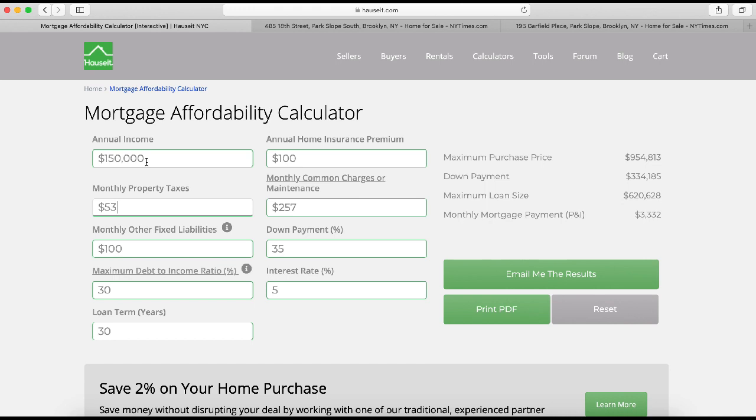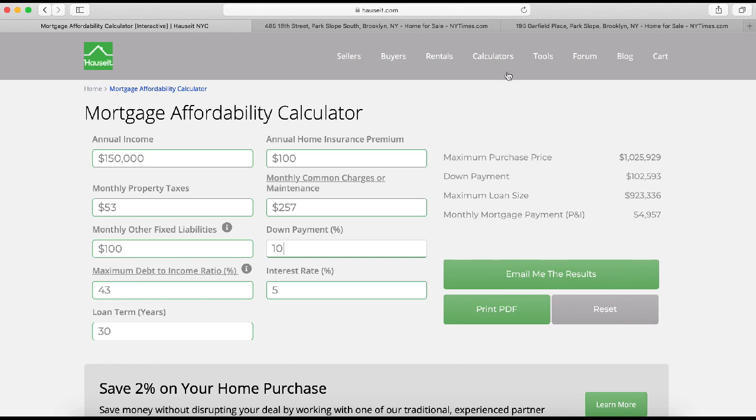Now let's assume we still have $150K in income, we have our insurance premium is the same, but because this is a condominium, we don't need to have a low debt to income ratio. So we can go back to 43%. And as far as down payment is concerned, it may be a stretch to assume that we have $500K in down payment. So we could probably reduce this down to even maybe 10%. With a condominium, there's usually no issue with putting down as little as 10%.